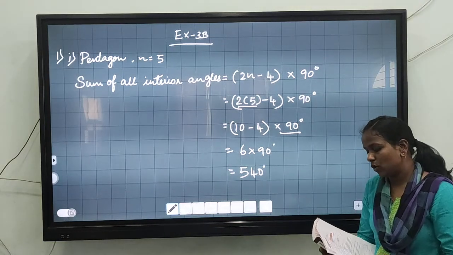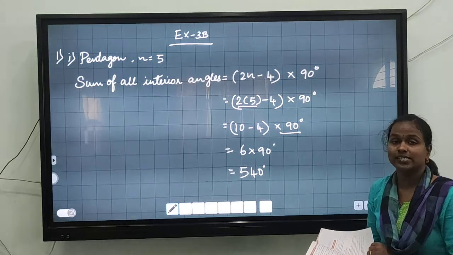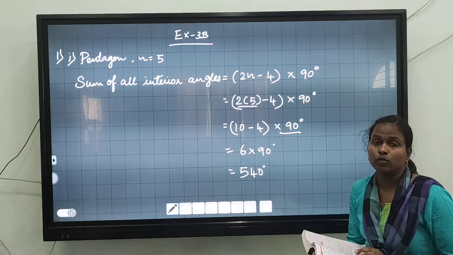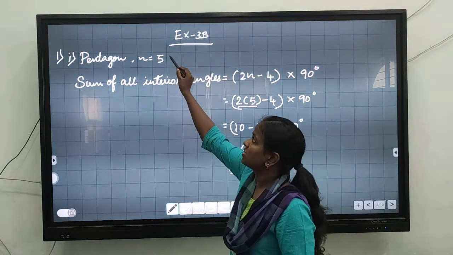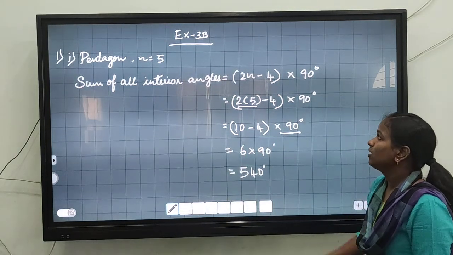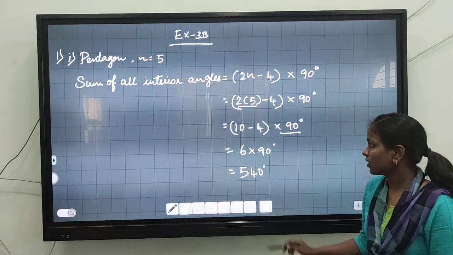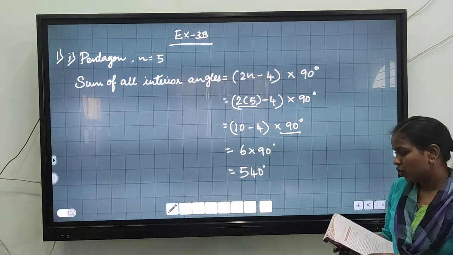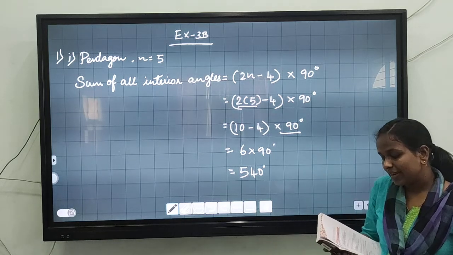In the same way you have to find the remaining ones: hexagon, nonagon, polygon of 11 sides, polygon of 16 sides. Next one, hexagon. How many sides does a hexagon have? 6 sides. So in the place of n you have to substitute 6. 2 sixes are 12. 12 minus 4 you will get 8. 8 multiplied by 90: 8 nines are 72. So you will get 720 degrees. In the same way you have to solve the remaining 3, that is homework. See the next question.